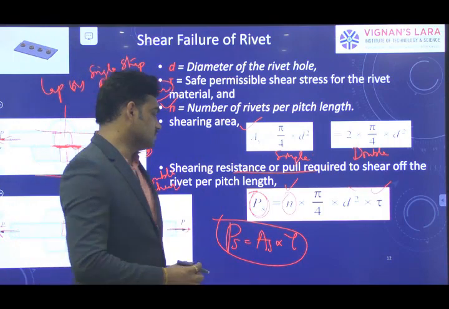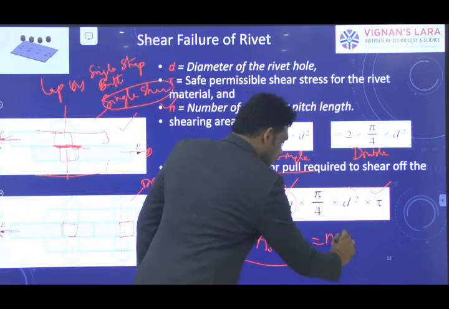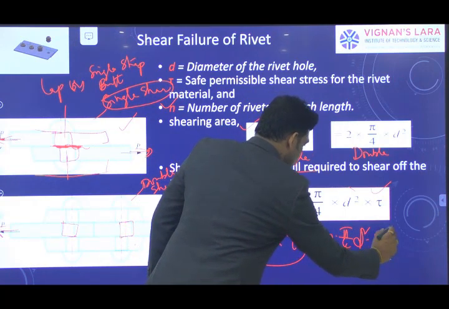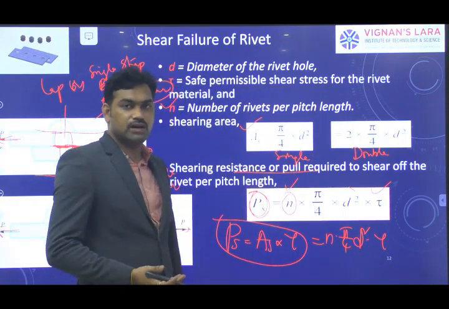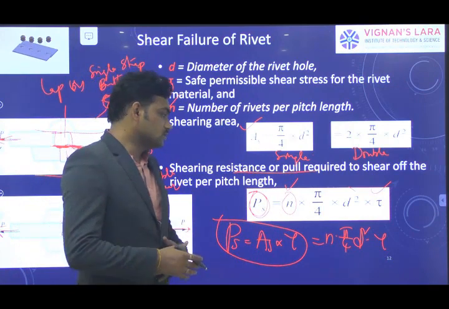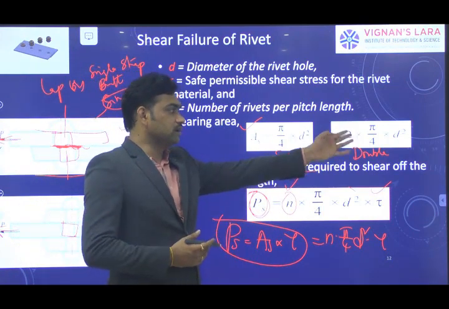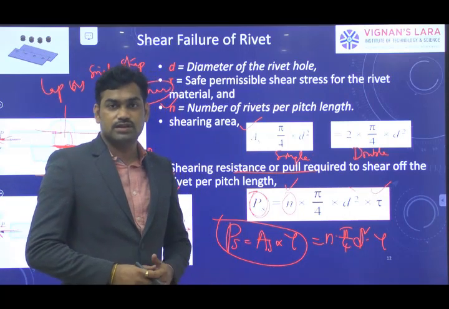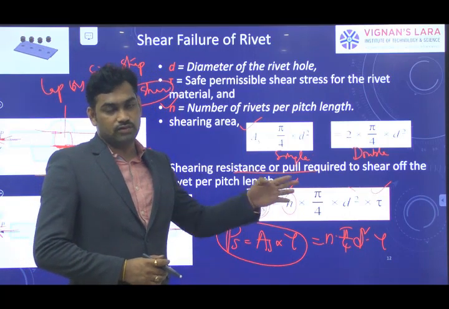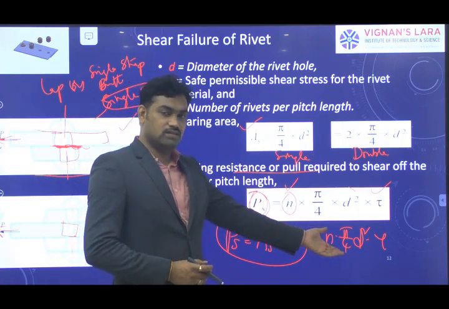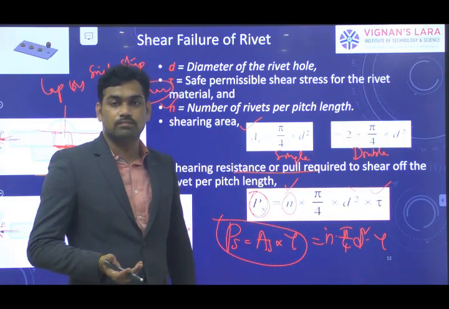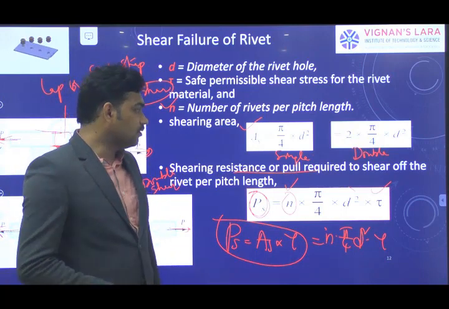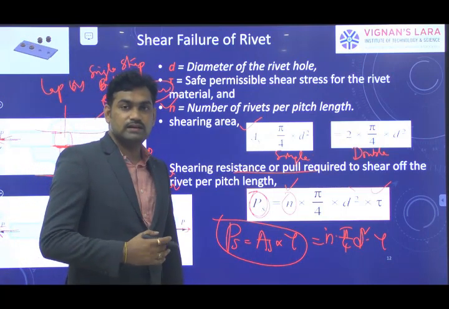Clear? So PS is given by n into pi by 4 d square into tau for single shear. If it is a double shear, n into pi by 2 d square into tau, as it will have the 2. So that is the shear strength of rivets. You can provide this much strength for the rivets, so it can avoid completely the shear failure in the riveted joint. And the second type of failure we can observe is a tensile failure.